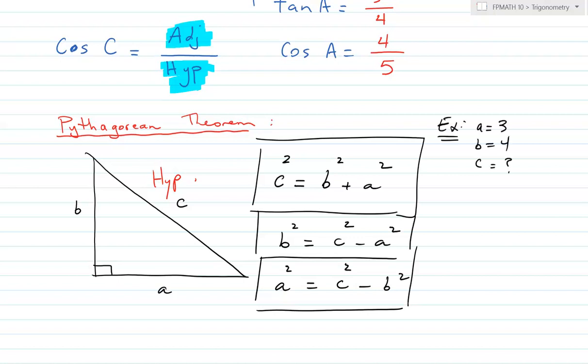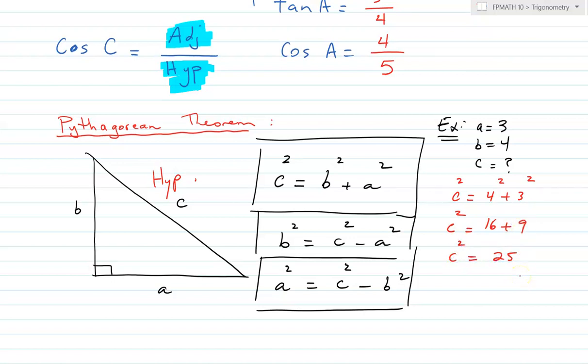So let's do an example. Suppose A is 3, B is 4 units long. We want to know what the hypotenuse is. Okay, so C squared equals a squared plus b squared. It doesn't matter which one you start with. So let's start with b squared. Fine. 4 squared plus 3 squared. So c squared equals 16 plus 9. C squared is equal to 25.